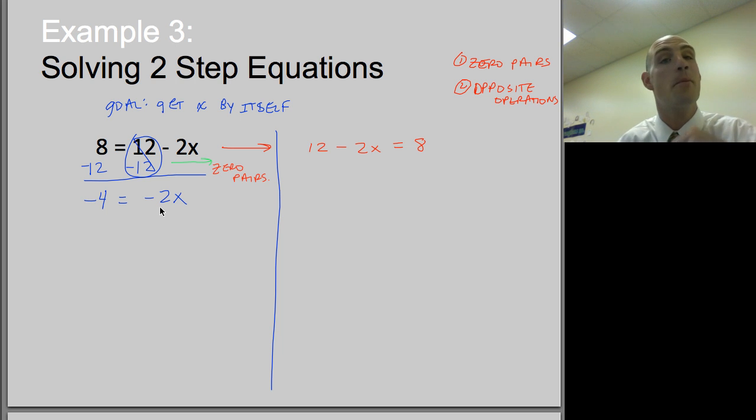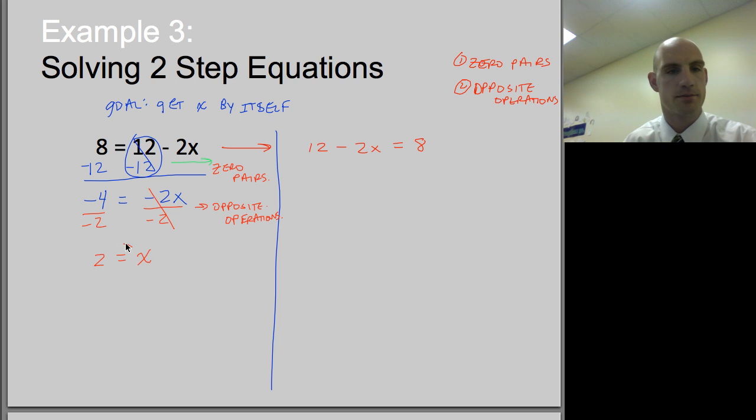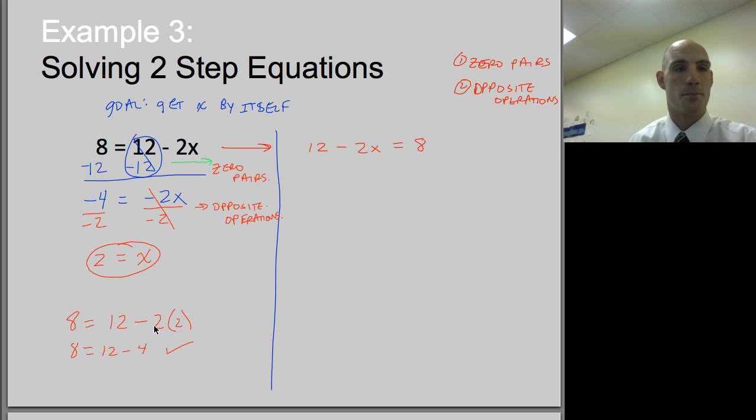Well, what's being done to x? It's being multiplied by negative 2. So I'm going to divide by negative 2 on both sides. Okay? And this would be opposite operations. So now I have negative 4 divided by negative 2 would give me 2 equals x. If I plug that back in, 8 equals 12 minus 2 times 2. So 8 equals 12 minus 4, and that is true. Zero pairs, then opposite operations.